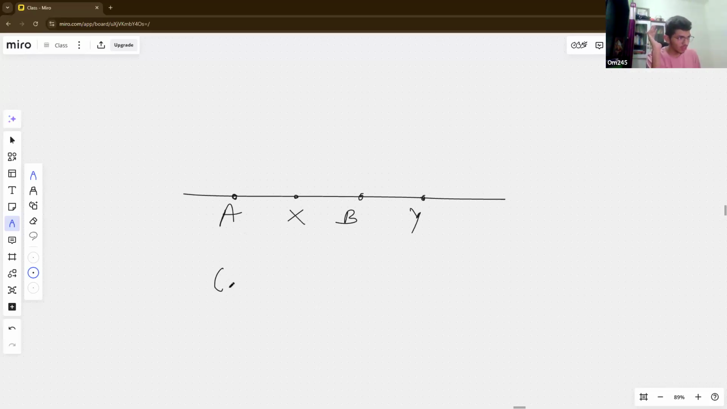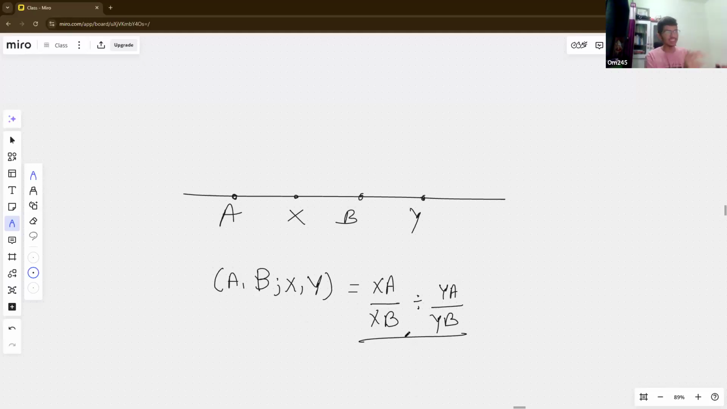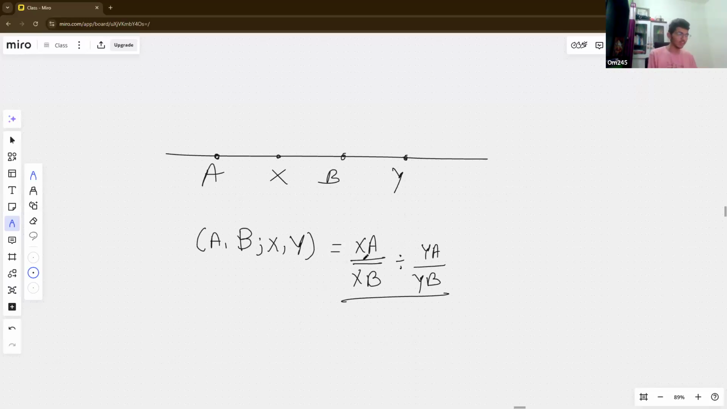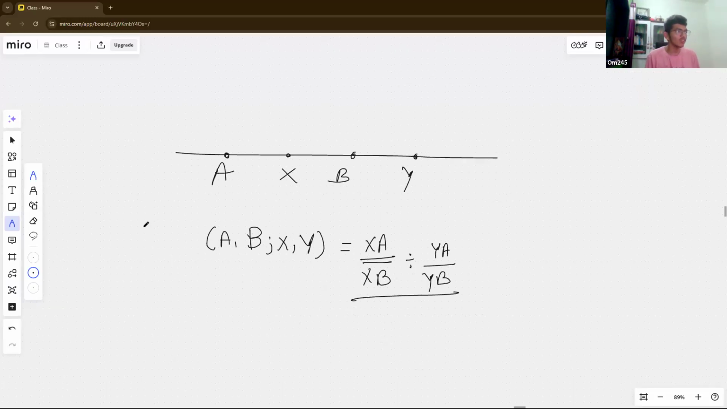We define this as a cross ratio. My pen tablet sometimes does weird things. It is XA times XB divided by YA times YB, I guess. Okay, many books have different definitions, but the thing is the same. They just change which point they take first, A or B. But yeah, these lengths are directed, by the way. So XA is XA only, it's not AX. XA, XB, YA, YB. And this is how you define cross ratio. This is called cross ratio.